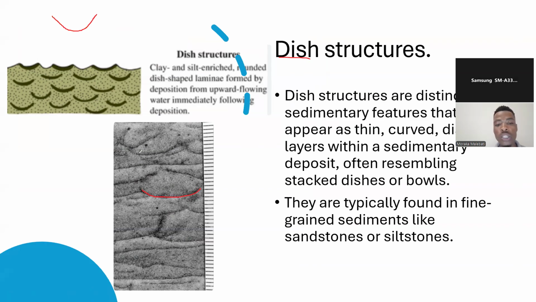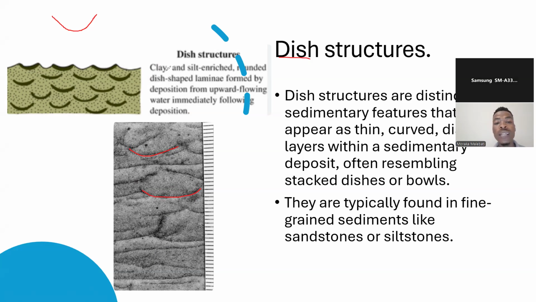These are dish structures. Okay, so these structures are distinctive sedimentary features that appear as thin, curved dish-like layers within a sedimentary deposit, often resembling or showing stacked dishes or bowls. They are typically found in fine-grained sedimentary rocks like sandstones or siltstones. So I hope you understand.